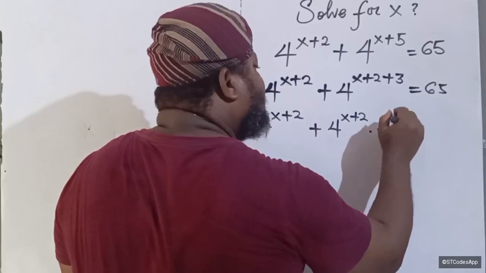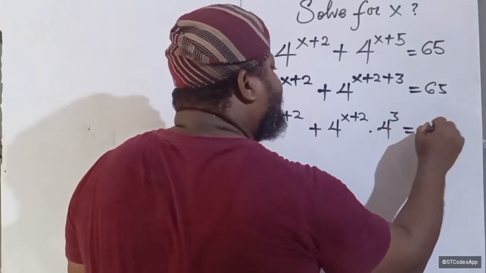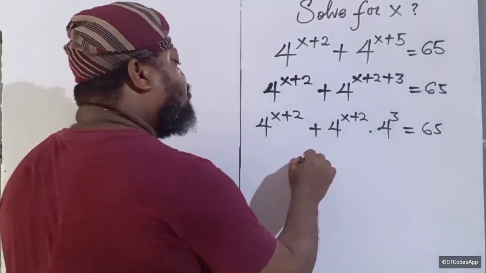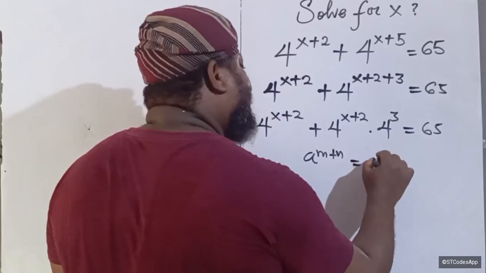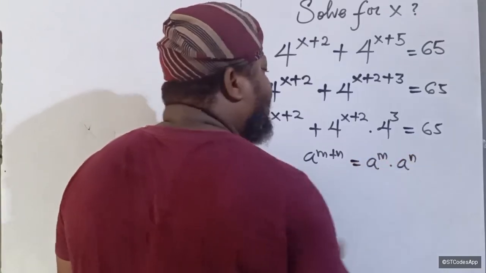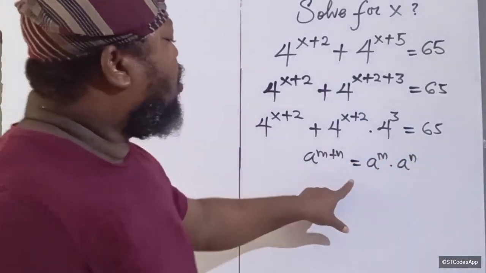Now, the last step: this particular one is 4 to the power of 3, equal to 65. The last step, I apply a to the power of m plus n is equal to a to the power of m, times a to the power of n. See that now? So I've applied this law here.